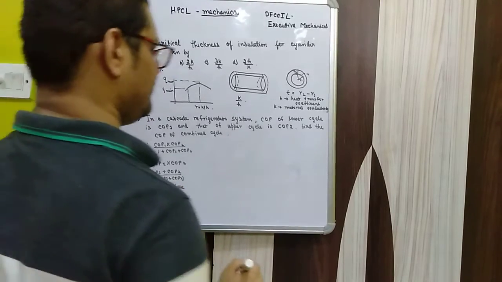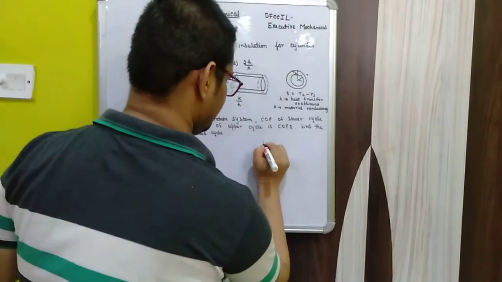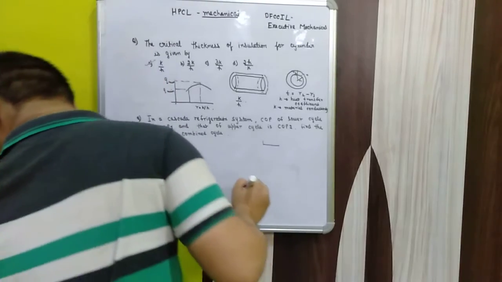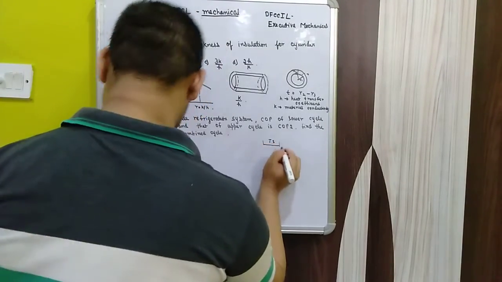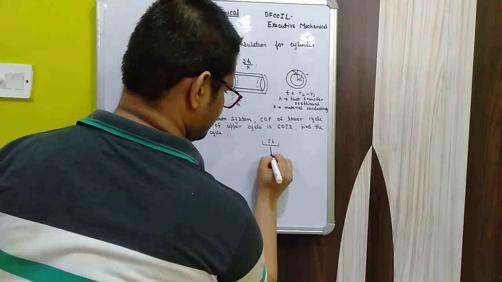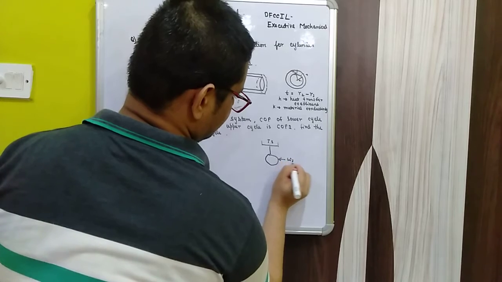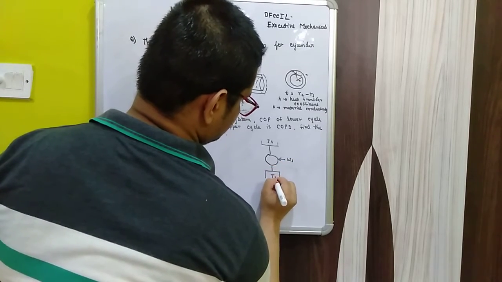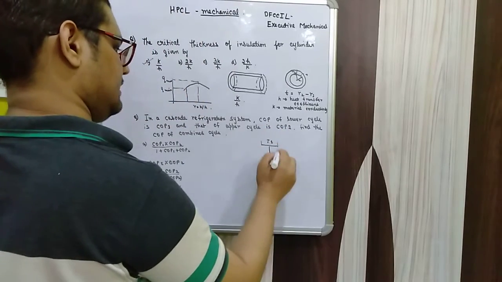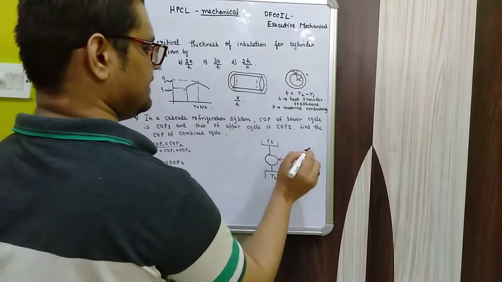What do you mean by the cascade refrigeration system? We know this refrigeration system: there are two bodies, here is the temperature T1, this is a reservoir, and this is the work done. There is another reservoir at T2. This is the refrigeration cycle of a single unit.